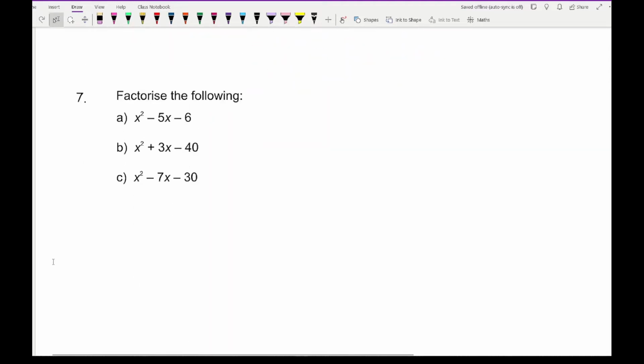Moving on to question 7, it says factorize again. So this time we've got a mixture of negatives. So just got to be careful with the signs. So for the A, two numbers that multiply together give me -6. So here I'm looking at 6 and 1.